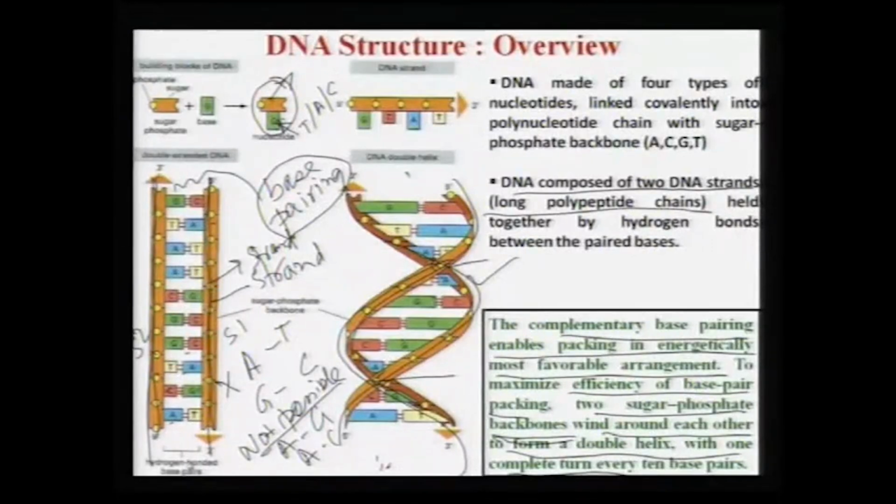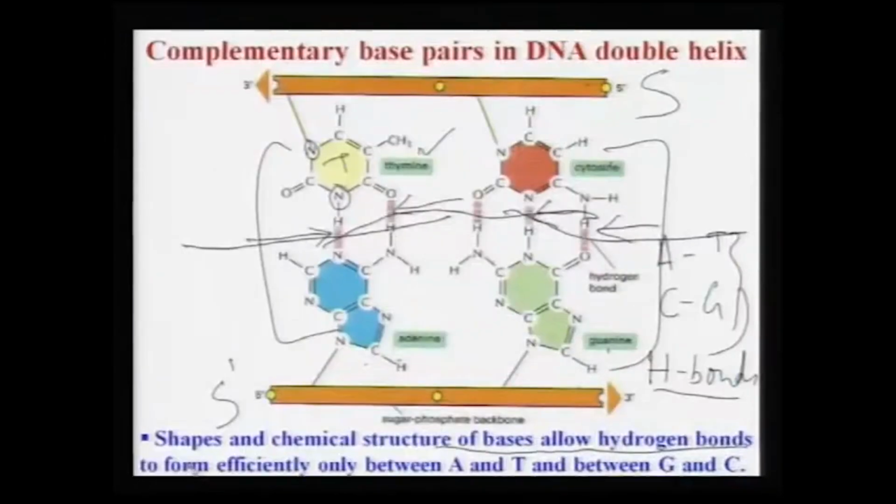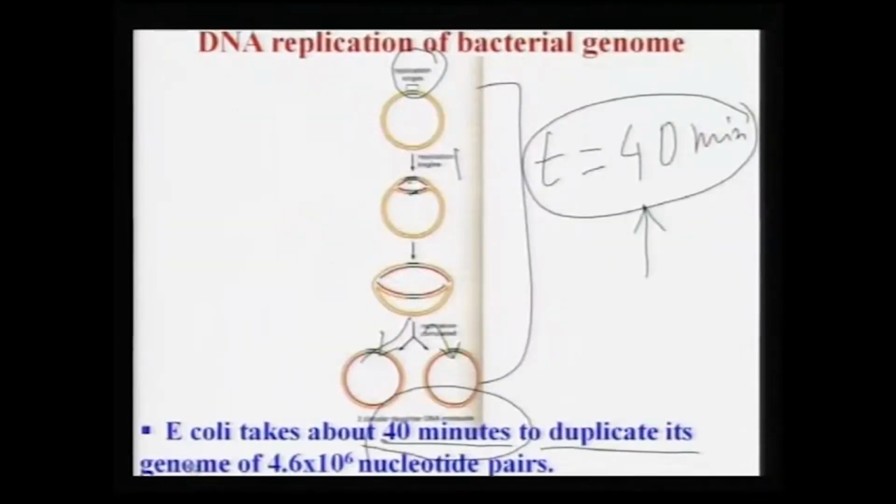You can squeeze it, but if you stretch it and put it all together, then you will find that it is a kind of 2-meter long DNA structure. And how many nucleotides and how many different proteins does it have? It has almost 30,000 different proteins for which it carries the instructions. Now, let us see how this DNA can form the proteins.